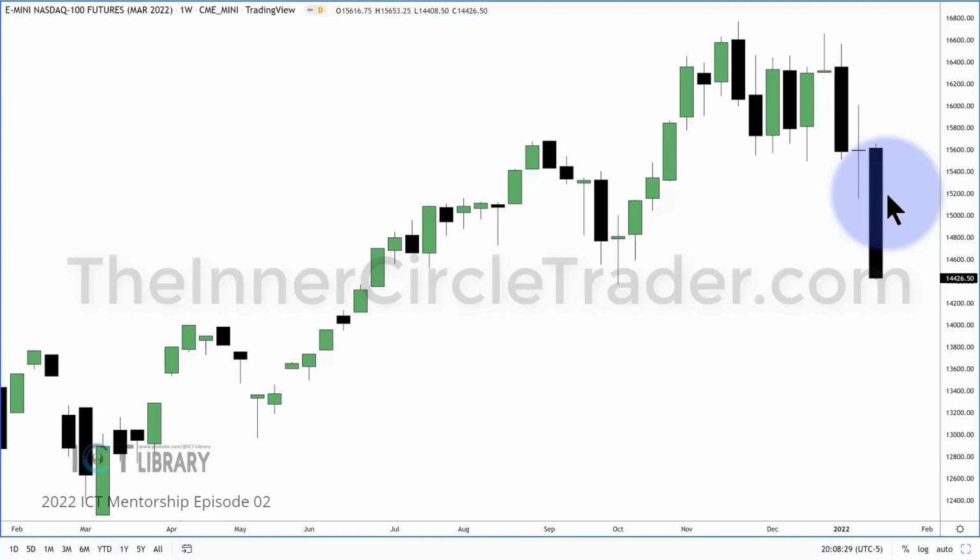So the only thing you're looking for is a likely movement higher or lower based on the weekly candle. Okay, that's all you're doing. That sets your initial bias for the week.